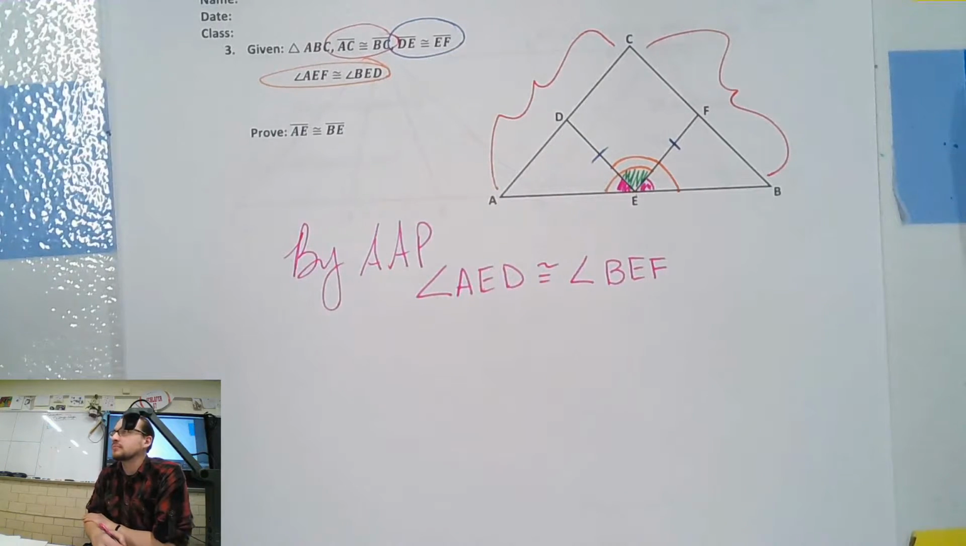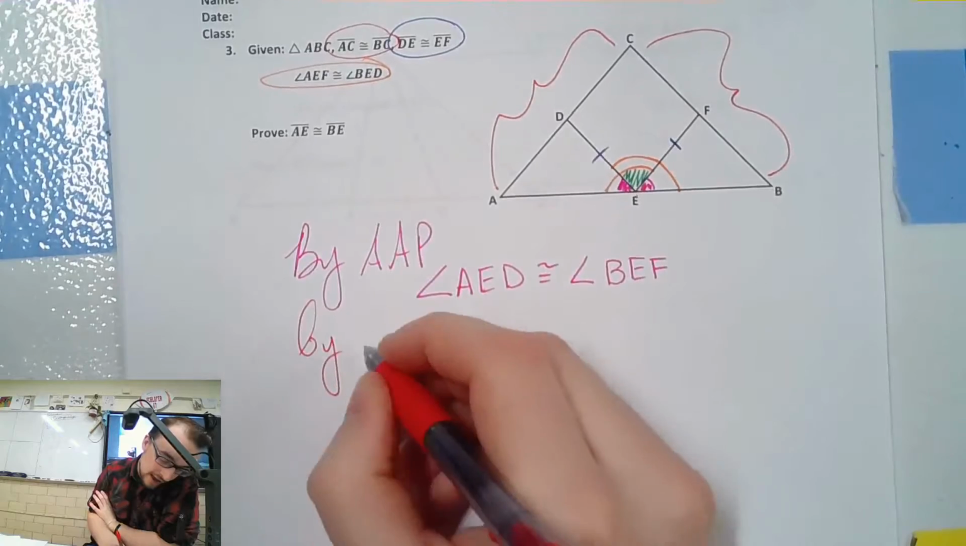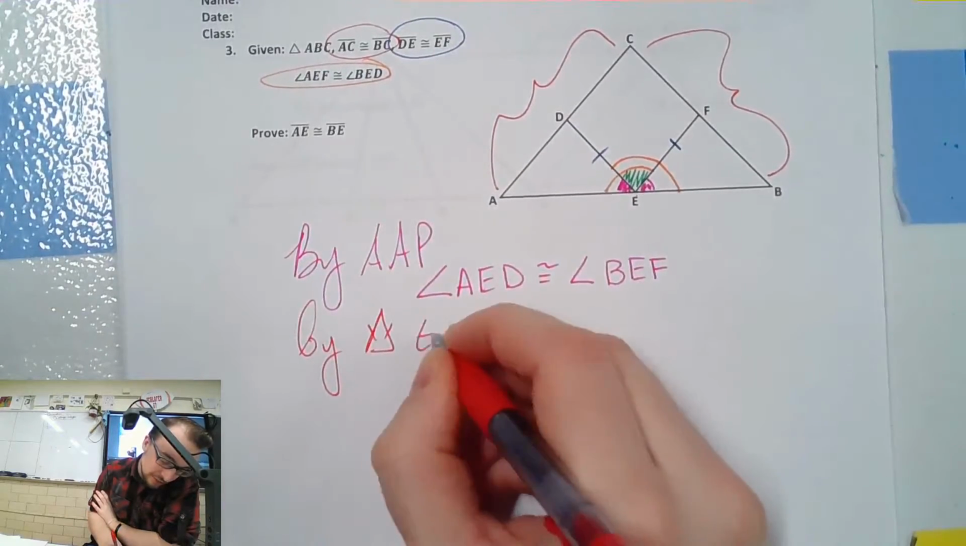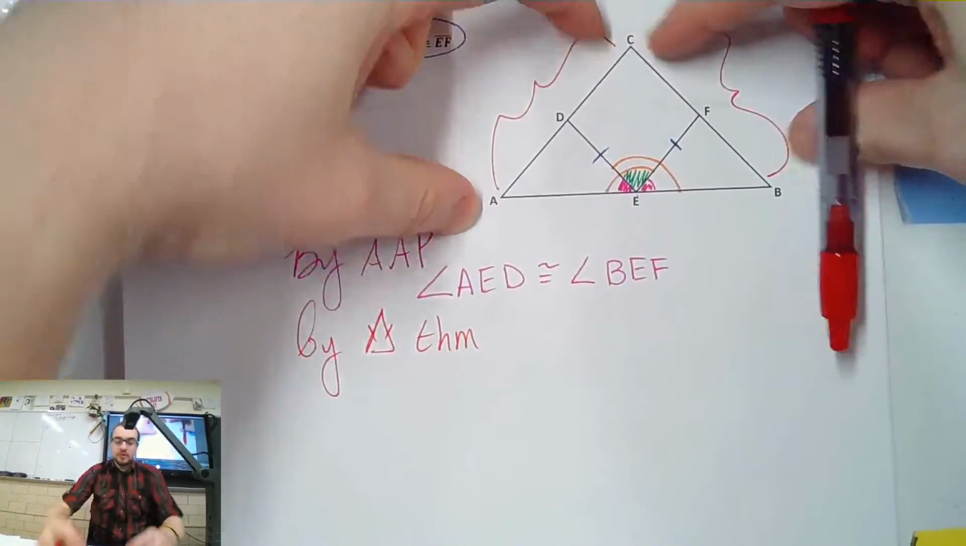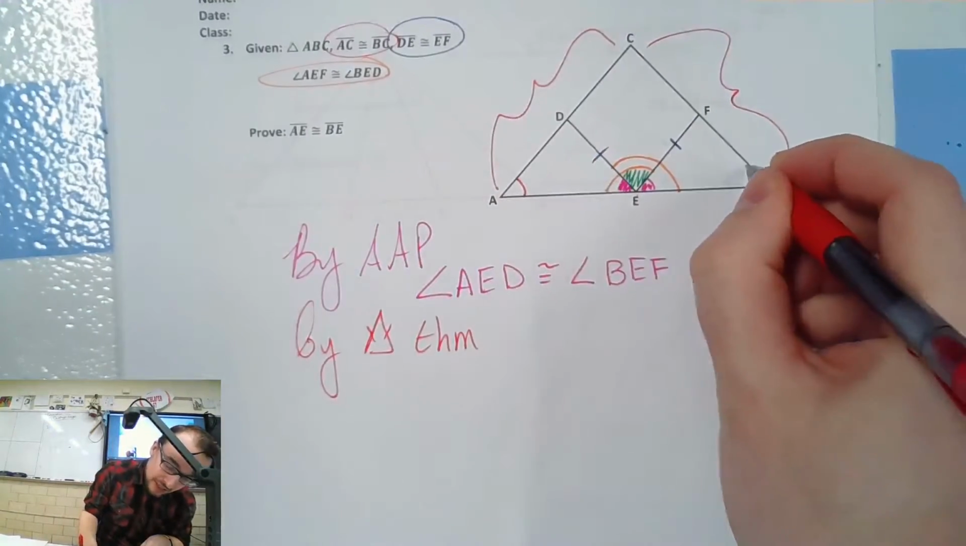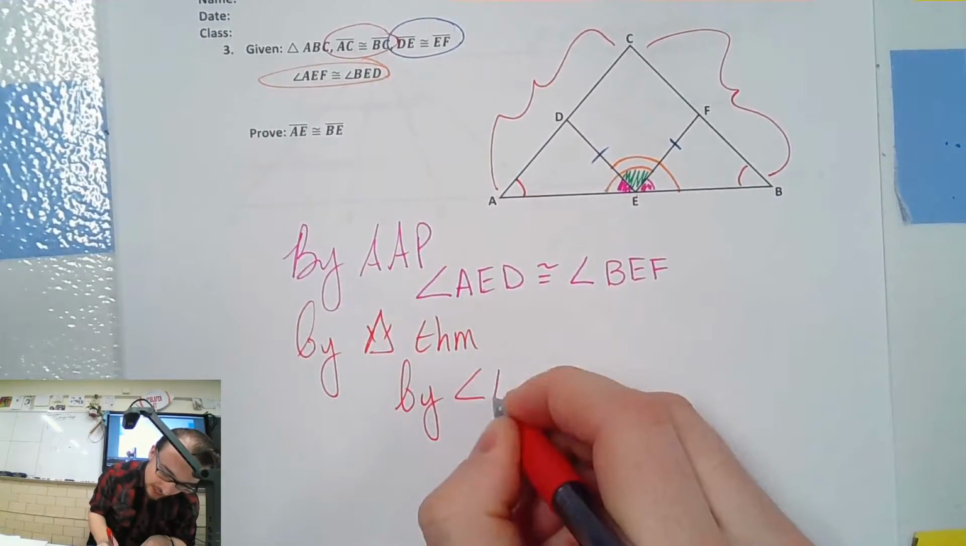Well then, since we have the isosceles triangle theorem, then D and A are congruent. So by isosceles triangle theorem, these two sides are the same, right? Which means these two opposite angles are the same. Then you can do side angle. So we got angle A congruent to angle B.